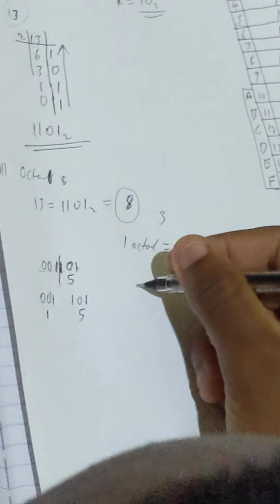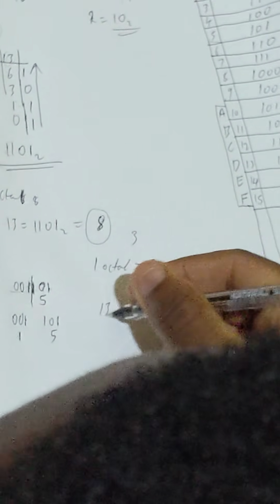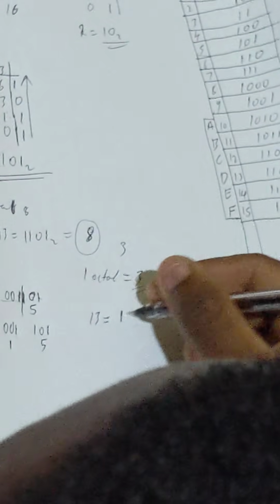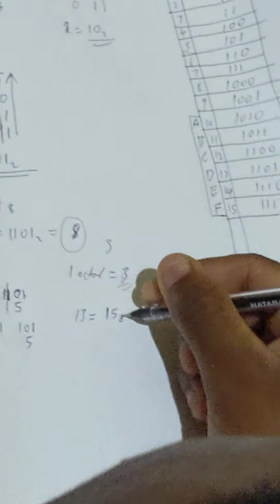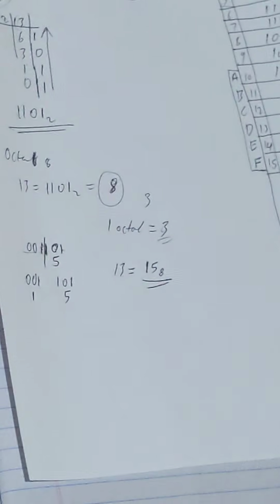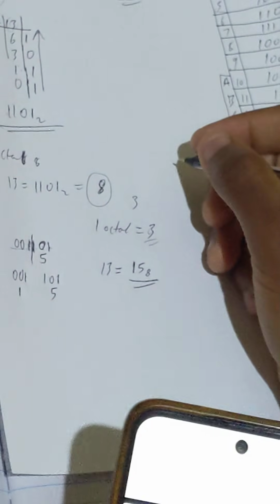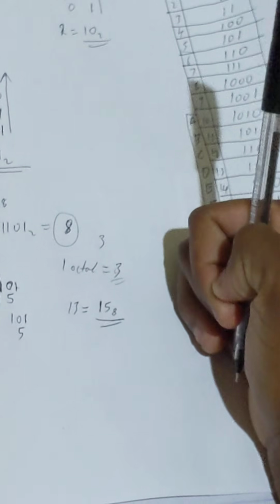Now how do you write your answer? So you're going to say 13 in binary is equal to what? 1, 5 base 8, and you're done. Okay, so let's go to the third one, which says convert this same number to what?